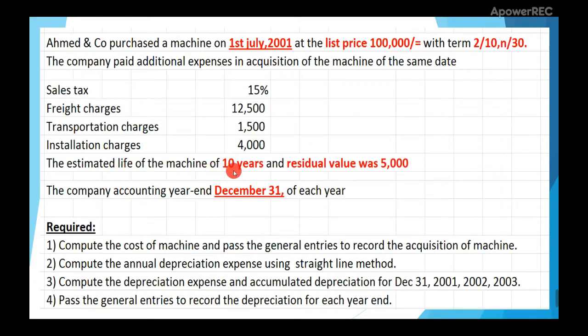Please remember, point to be noted, all these amounts are in rupees currency. This is not a dollar amount, right? And I have highlighted in red color, especially the date. You should focus on the highlighted points. The estimated life of this machine is 10 years and the salvage value is 5,000 rupees. The company's accounting year ends on 31st December of each year. Okay, let's solve this problem.